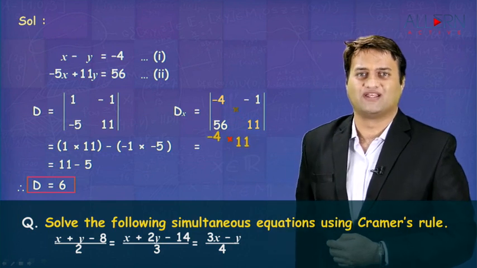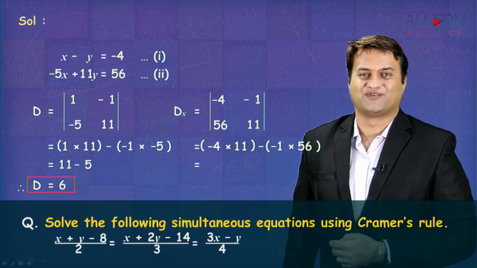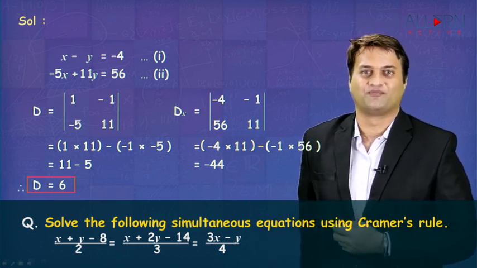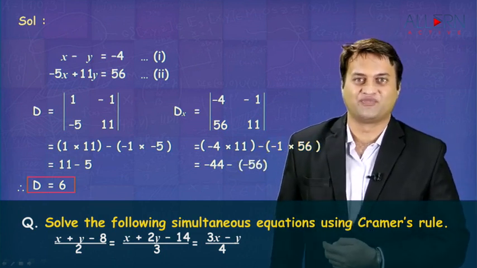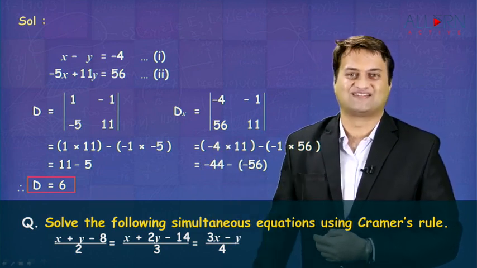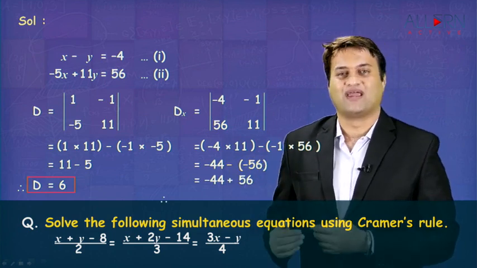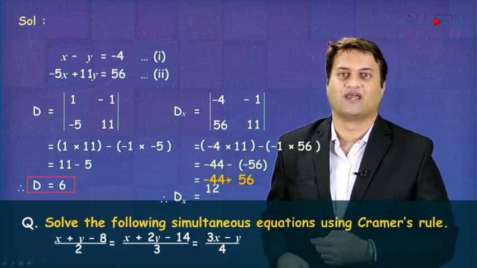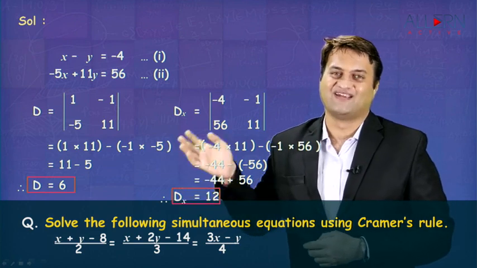What we get is minus 4 into 11 minus of minus 1 into 56. 4 11s are 44. So minus 4 into 11 is minus 44. Then a minus sign, and 56 into minus 1 is minus 56. So you get minus 44 minus of minus 56. That's minus 44 plus 56. Because the bigger number has got a positive sign, it will be plus 12. D is done, dx is done.